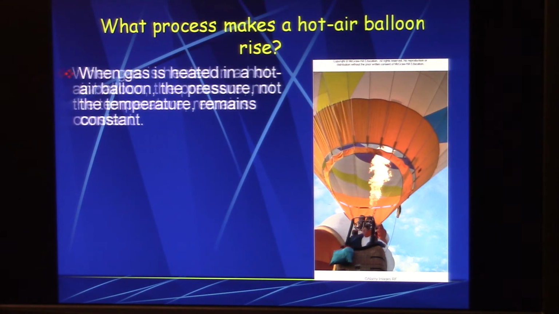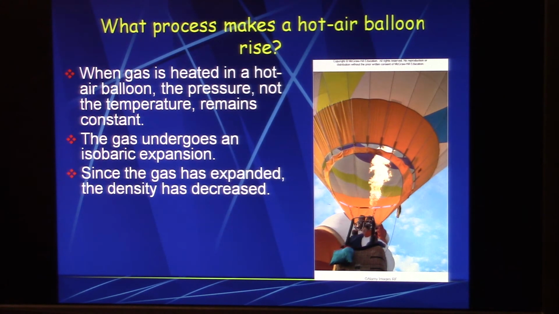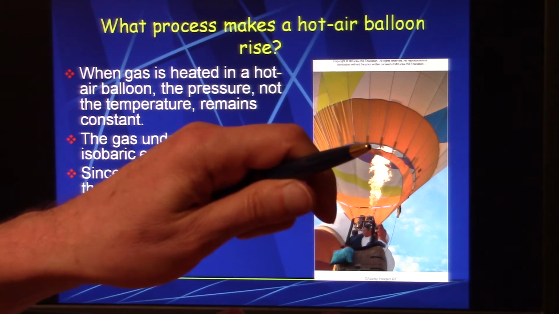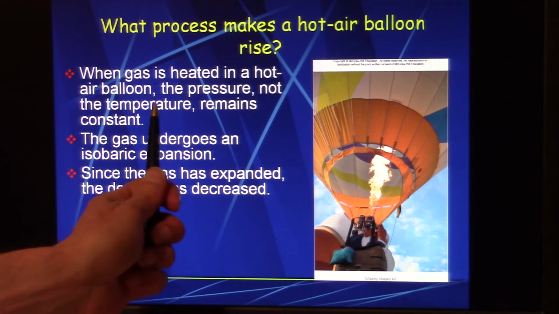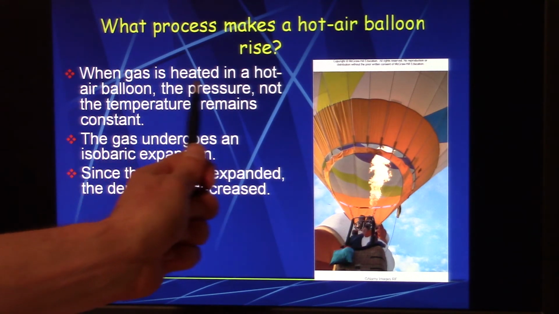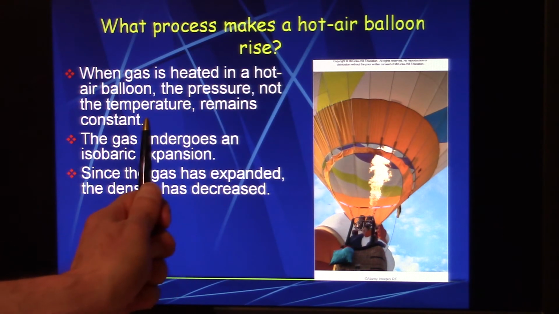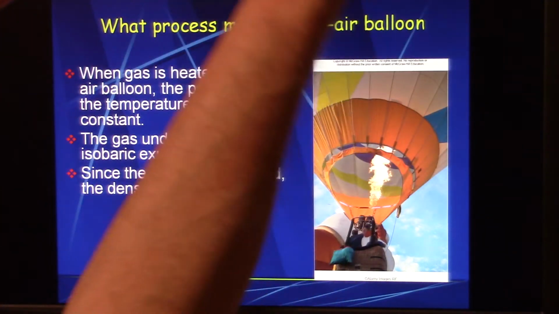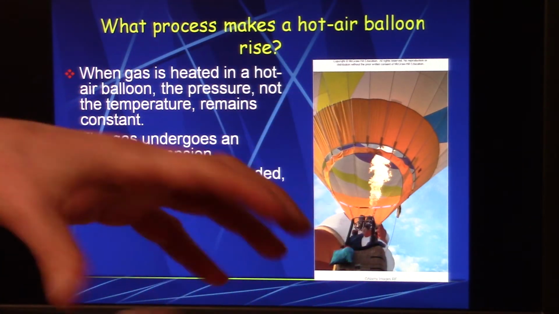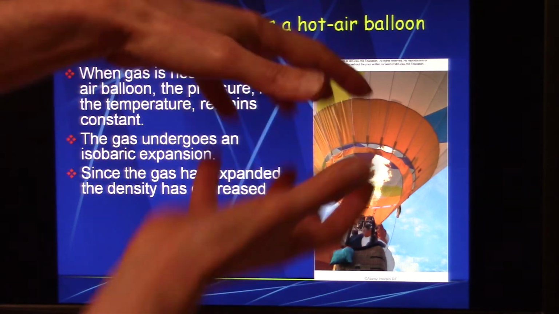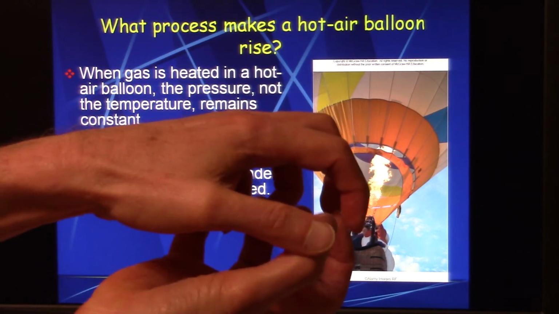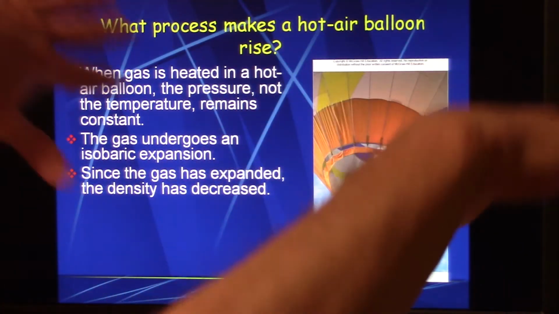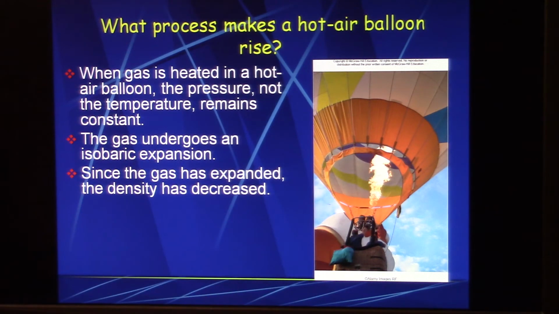Okay, so here is a good example. A hot air balloon is a good example where you change the temperature. When a hot gas is in a hot air balloon, the pressure, not the temperature, remains constant. Because of the opening on the bottom, the pressure inside the balloon doesn't increase. Like if this was a can and you had a flame under it, the temperature would increase, but so would the pressure. But here the hot air is able to escape, so your pressure doesn't change.